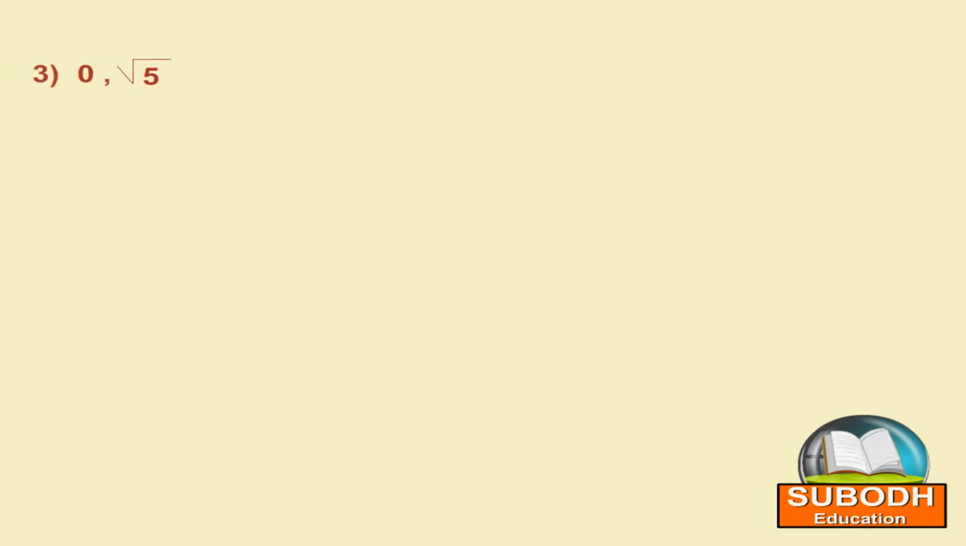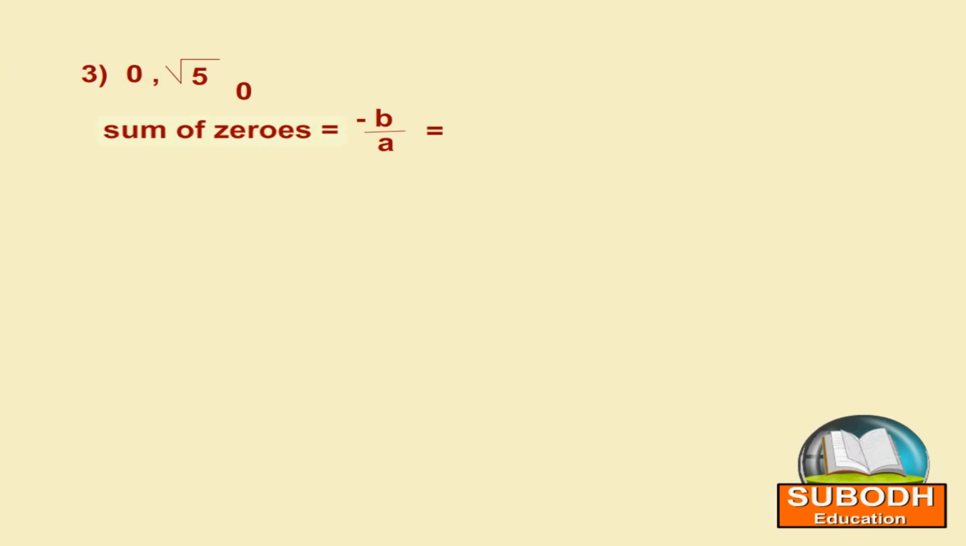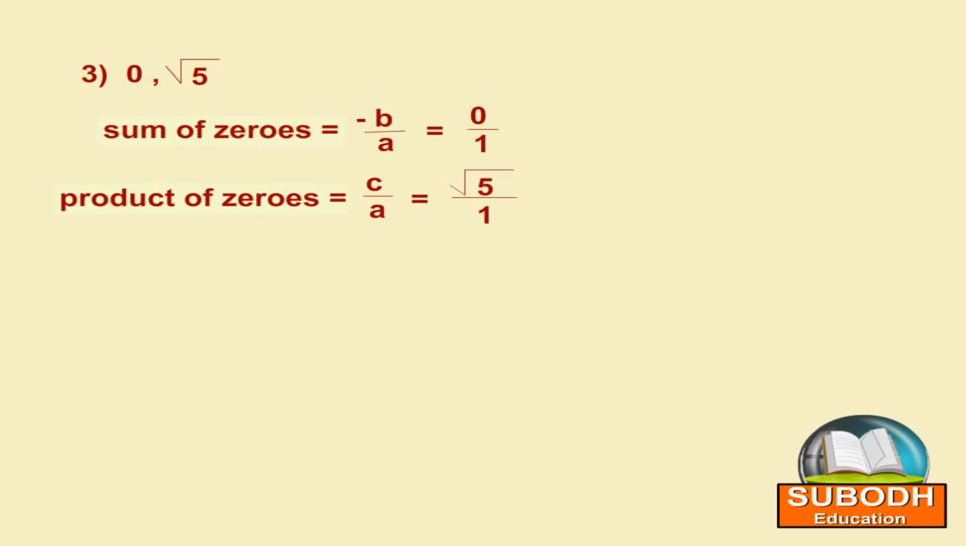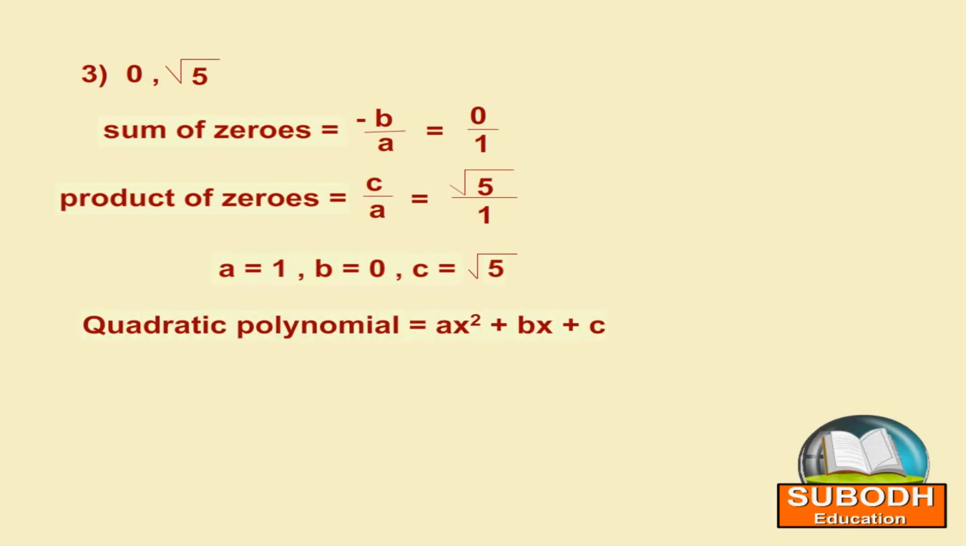Third example, 0, root 5. Sum of zeros is equal to minus b by a is equal to 0 by 1. Product of zeros is equal to c by a is equal to root 5 by 1. In both cases, a value 1. Therefore, a is equal to 1, b is equal to 0, c is equal to root 5. Quadratic polynomial ax square plus bx plus c, a 1x square plus b 0x plus c is root 5.